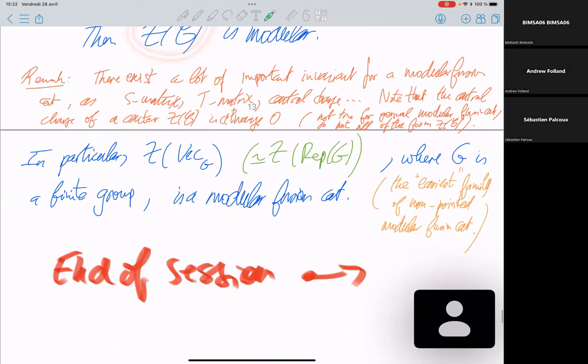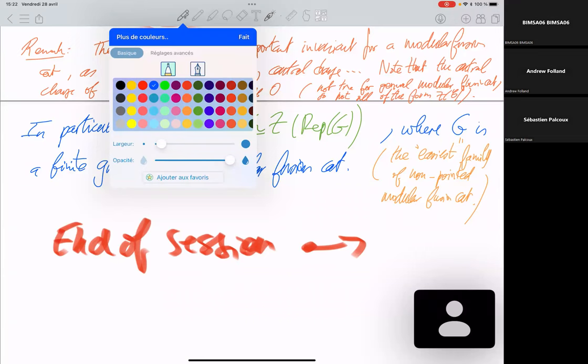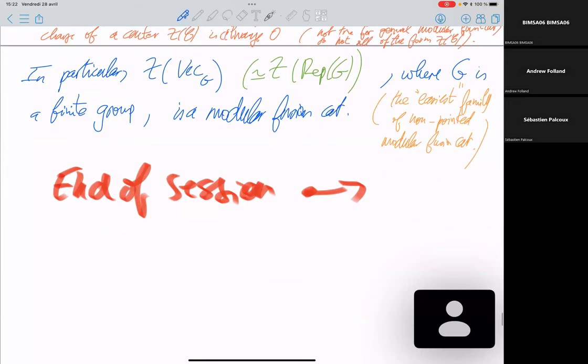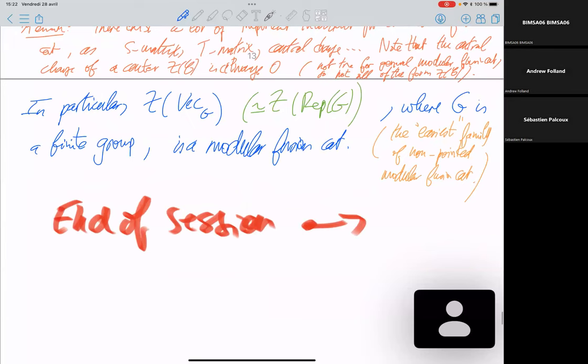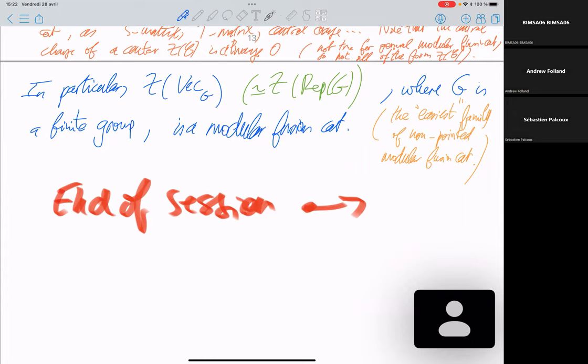So here, in particular, VecG is a spherical fusion category. So the center of VecG, which is equivalent to the center of RepG, is a modular fusion category. And let me provide a few details about the S matrix in this case.